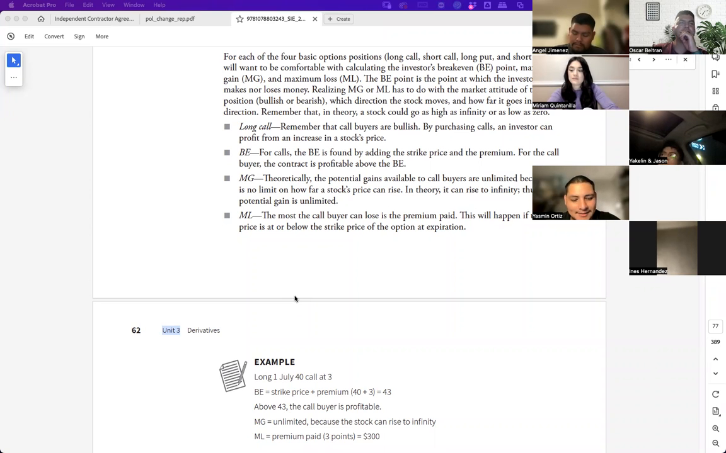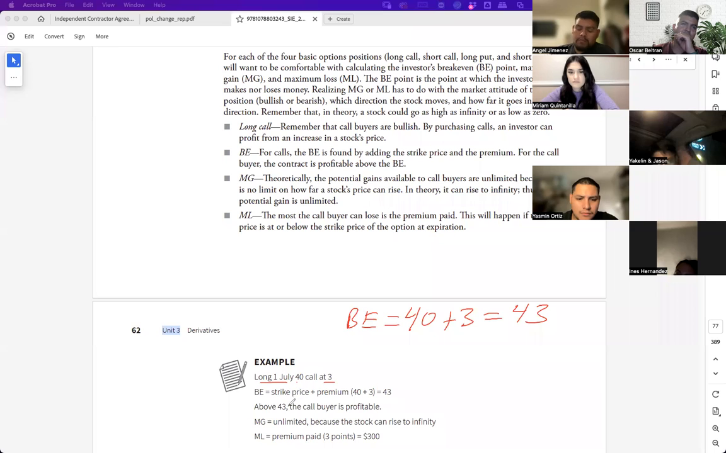That makes sense. Okay, let's go right here with a little example. So here we have long one July 40 call at 3. For us to find the break-even point, we're going to add the strike price. What's the strike price? 40. And we add it with what? 3, the premium. So 43. That's our break-even point.